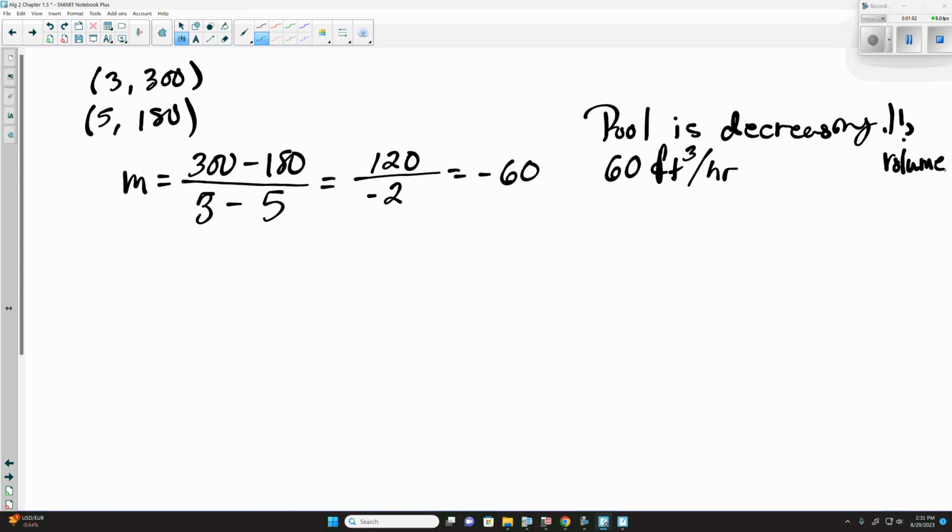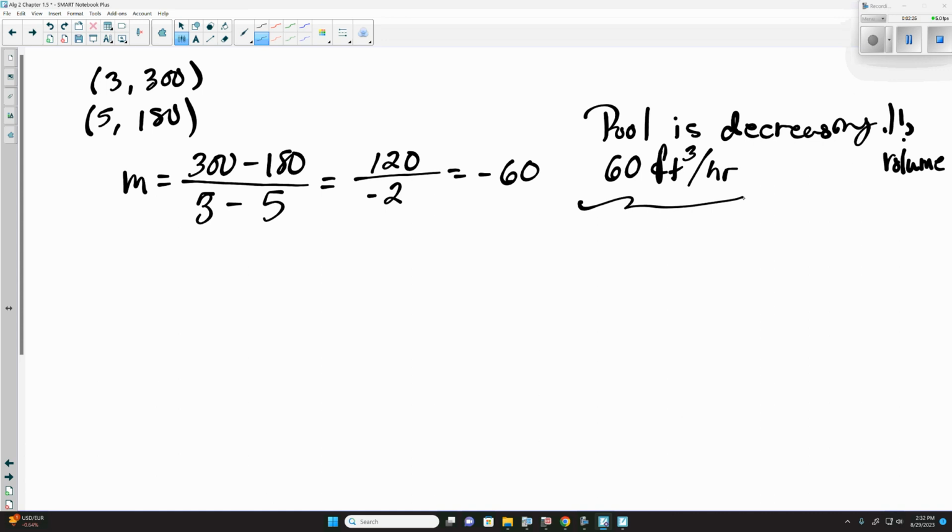This is more just the shorthand, kind of like MPH is miles per hour. And the reason it's cubic is because volume is talking about cubic units. So on that part, as long as you can tell that you are stating what the slope is telling us in some way, shape, or form. Because we could say that the pool's volume is decreasing 120 cubic feet per 2 hours. Same thing.